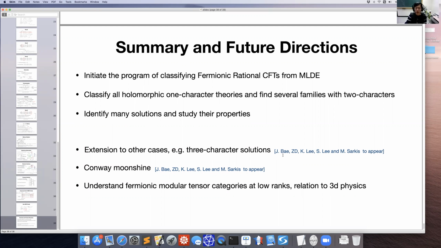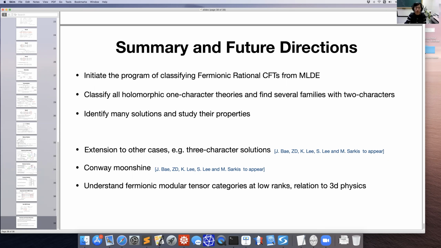And for some future direction, we can extend to some other cases, like for example, with poles or 3-character solutions. This is some work to appear. So the main point is trying to find some good family, similar to the MMS family in the bosonic case. Another direction is to consider the Moonshine story, which is the Conway Moonshine, as I showed you earlier. And maybe a third direction is to understand the relation to fermionic modular tensor categories, or maybe classify fermionic modular tensor categories at low ranks.